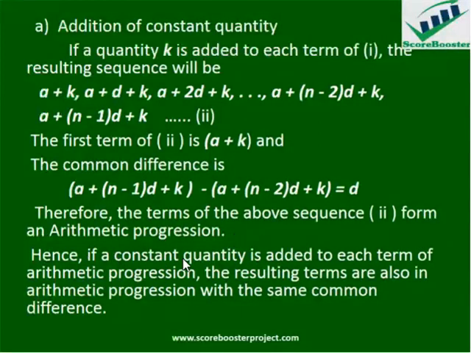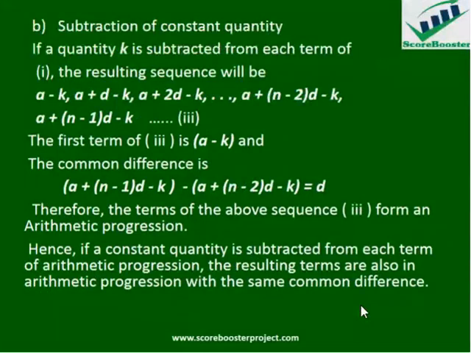Hence, if a constant quantity is added to each term of an arithmetic progression, the resulting terms are also in arithmetic progression with the same common difference. So now let's move to the second part of the proof, that is the subtraction of a constant quantity.